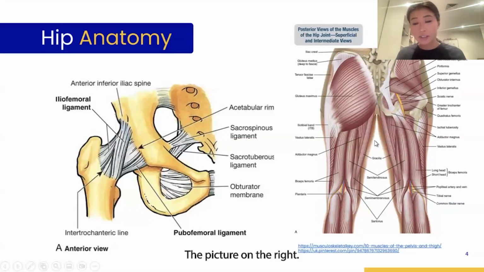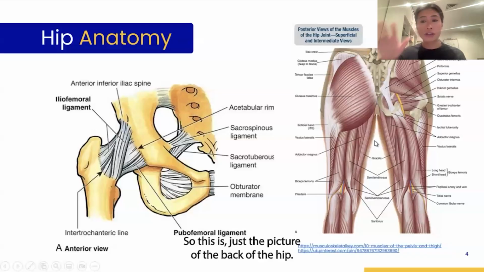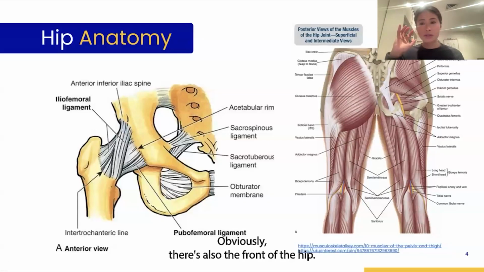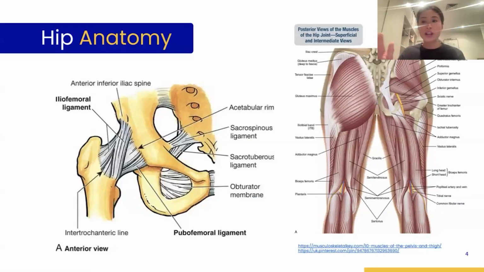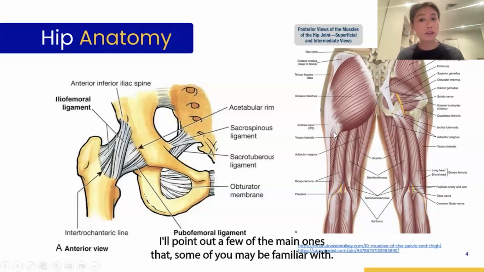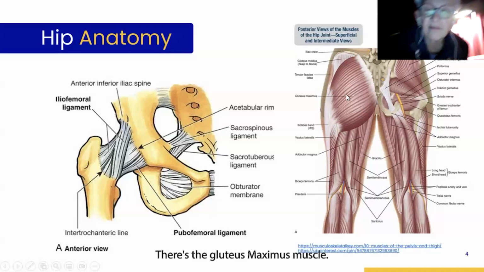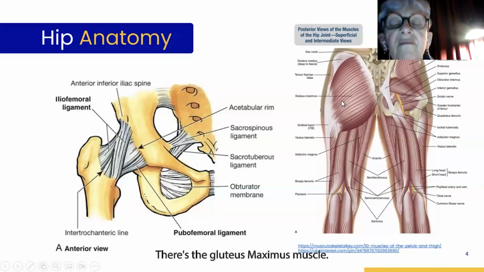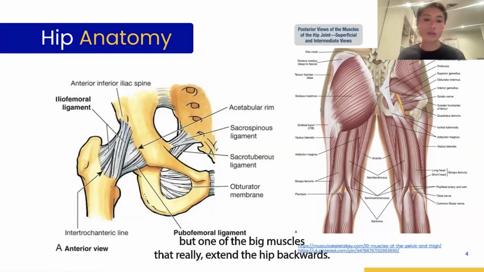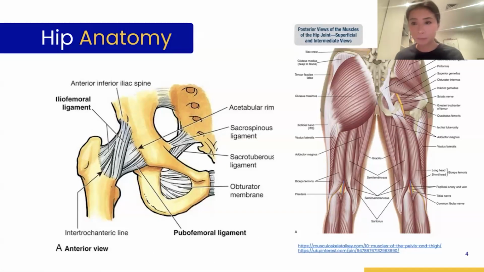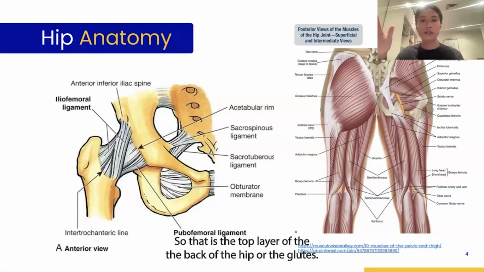The picture on the right is just the picture of the back of the hip. Obviously, there's also the front of the hip and the side of the hip. The hip really has a lot of different muscles. I'll point out a few of the main ones that some of you may be familiar with. There's the gluteus maximus muscle. This is the biggest muscle in the body, and one of the big muscles that really extend the hip backwards. That is the top layer of the back of the hip, or the glutes.